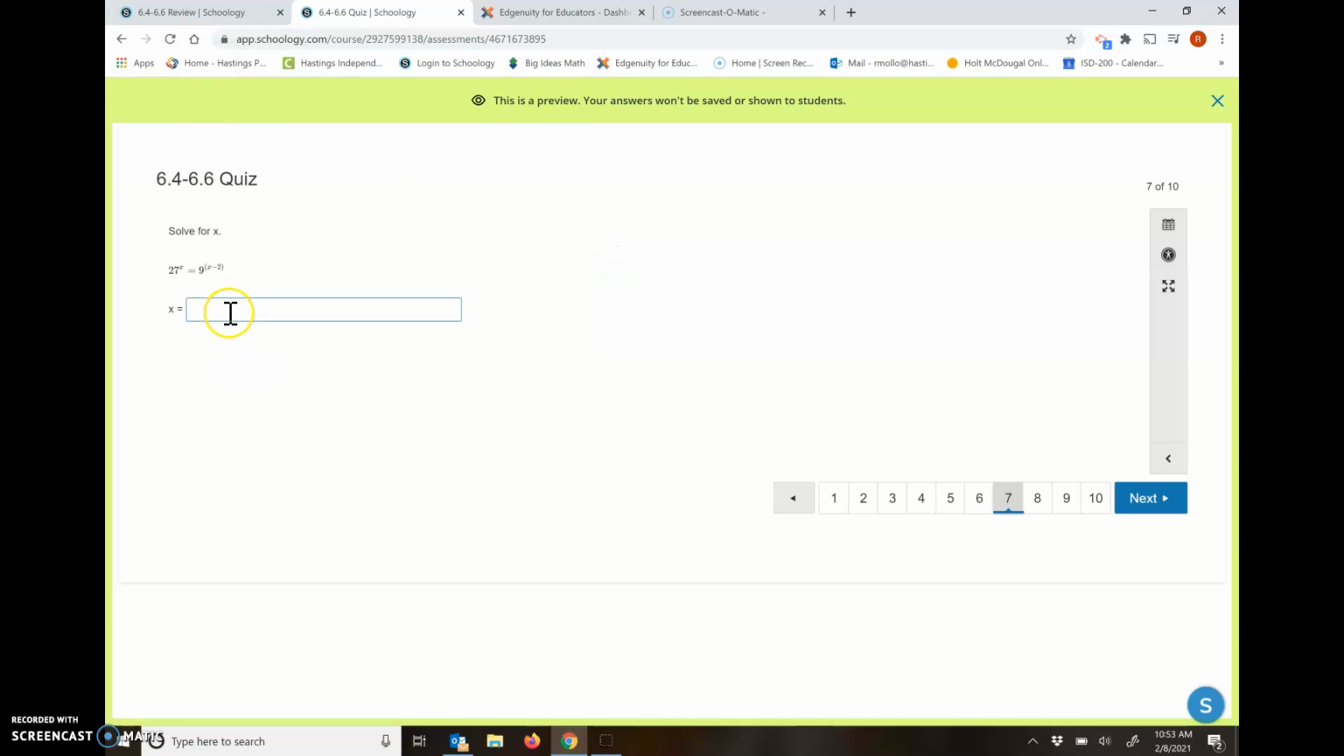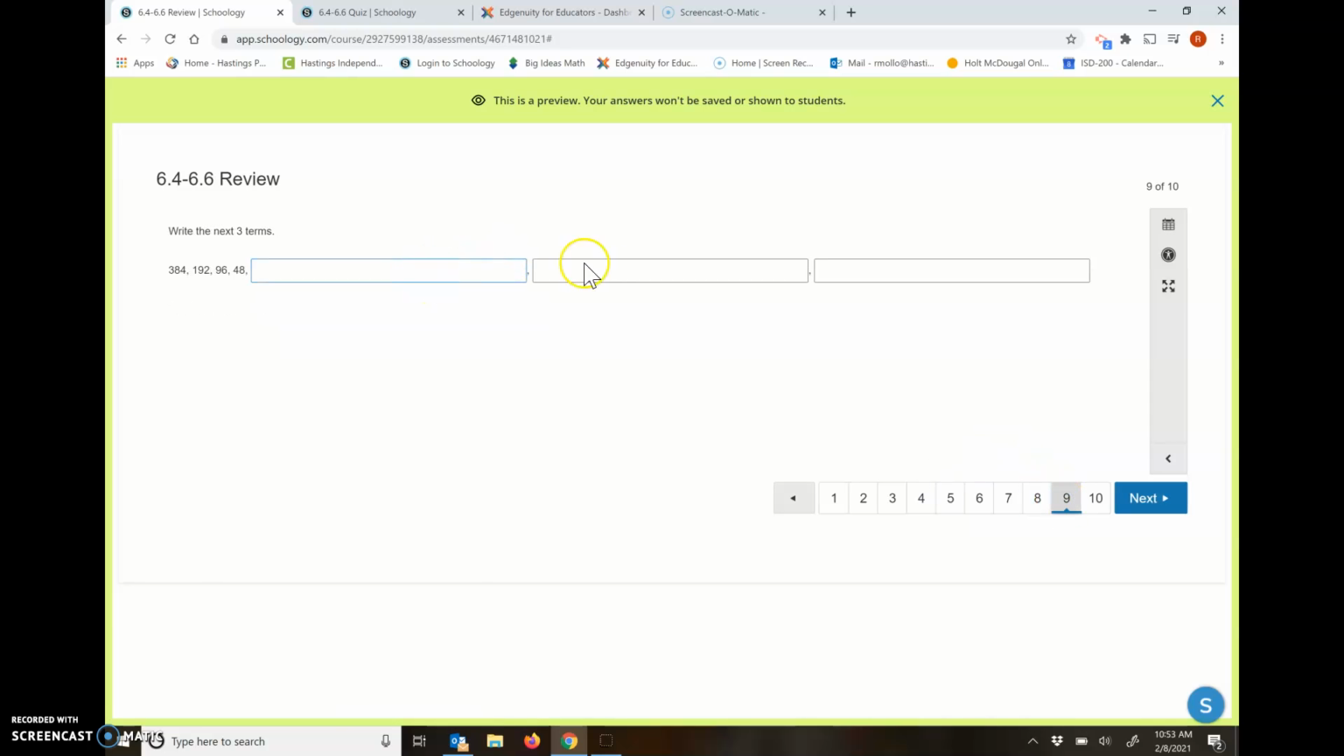Okay, and then again, make sure you're putting in your answer there. Those are just one number answers, so it should be fine. And then 8, 9, and 10 are all about geometric sequences. So find the common ratio. So you're just going to put in what the common ratio is and solve the problem.